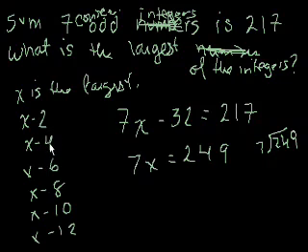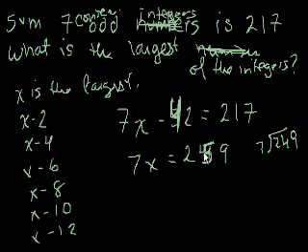2 plus 4 is 6. 6 plus 6 is 12. 12 plus 8 is 20. 20 plus 10 is 30. 30 plus 12 is 42. Oh, here we go. See, my mathematical spider sense could tell that something was fishy about this. So that's 7x minus 42. And so if we add 42 to both sides, 7x is equal to 259.